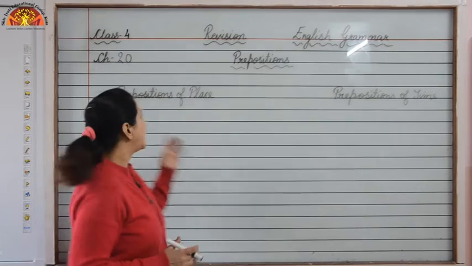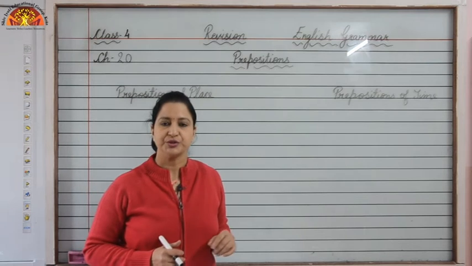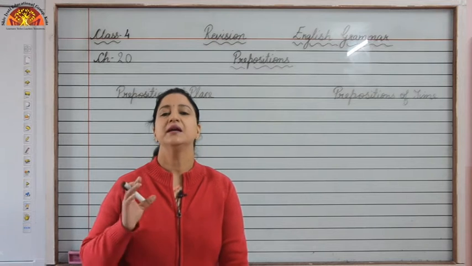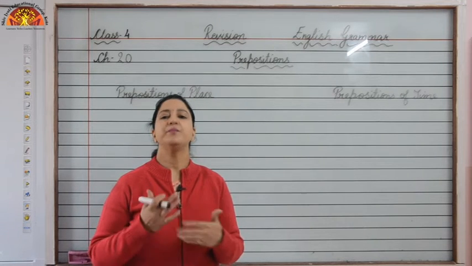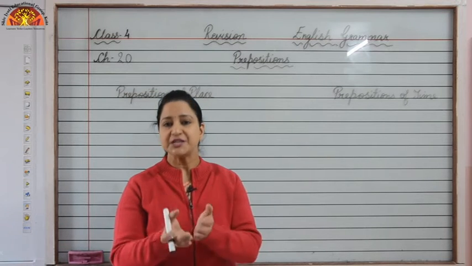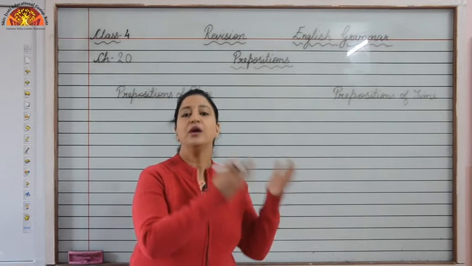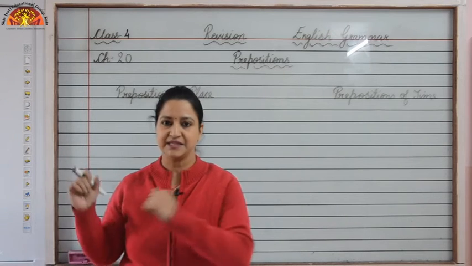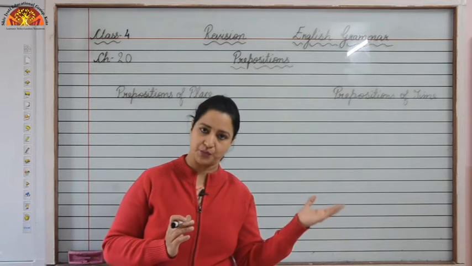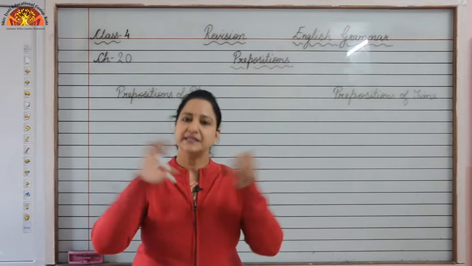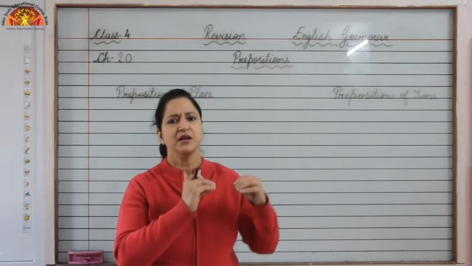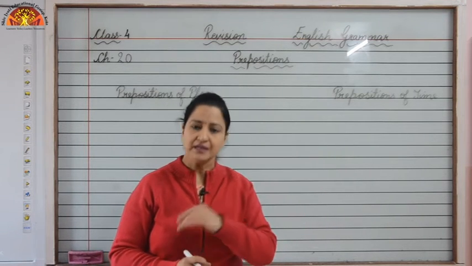Now let's start with chapter number 20, prepositions. Open page number 90 in your grammar books. Now what are prepositions? Prepositions are the words which show the relationship between a noun or pronoun and the rest of the sentence. Or you can say in short, they tell us the position of a noun or pronoun in the sentence.